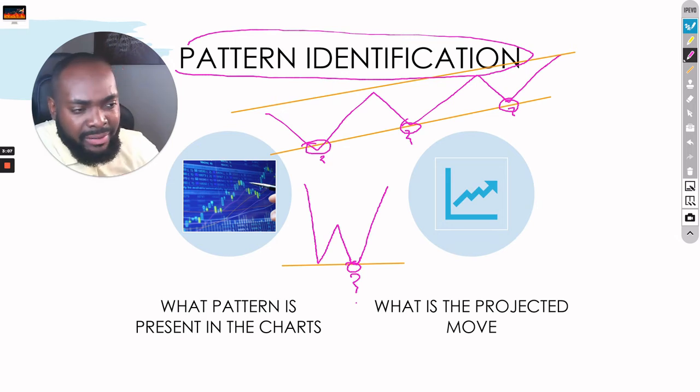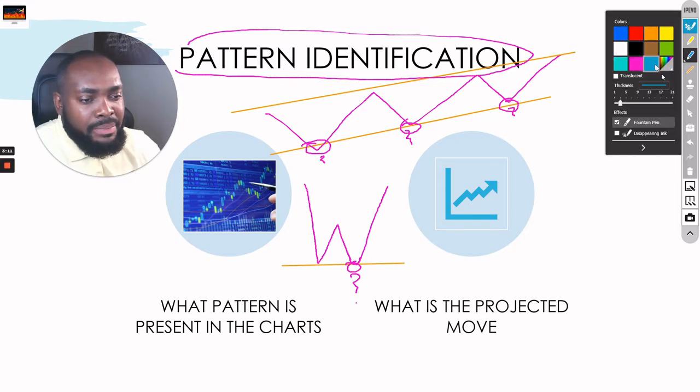Now the second part of it is, okay, now that you've identified the specific pattern, what is the projected move that we're anticipating for this stock to make if you pretty much take the trade right here? Or whether or not you take the trade, where are we anticipating that price action is gonna go from here?